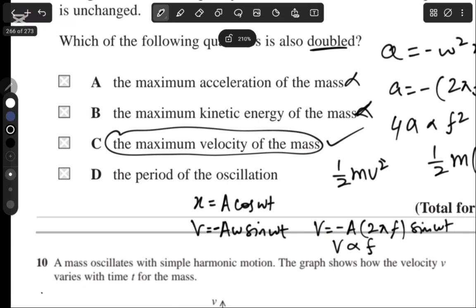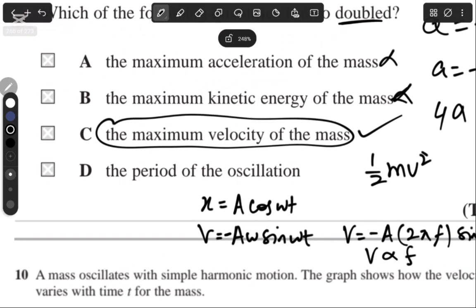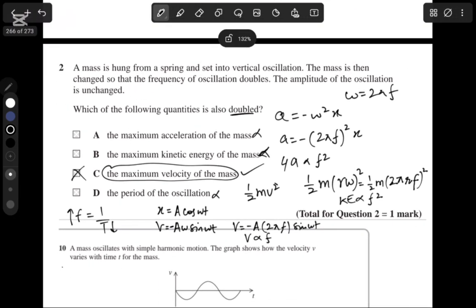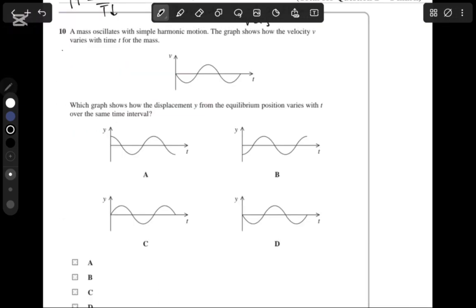But let's just see D as well. T is the time period. We know frequency is equal to 1 over T. If frequency doubles, the time period should decrease by a factor of 2. So this is going to be wrong, so it's going to be C as the answer. Okay, a little tricky, but you should be able to just use all your formulas and your knowledge to be able to do this. Next.